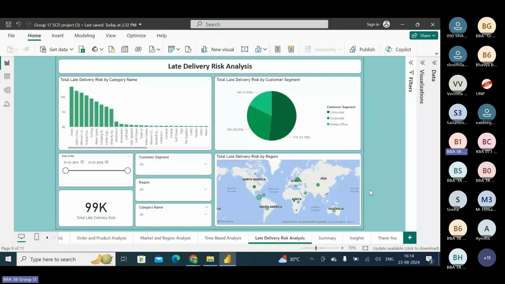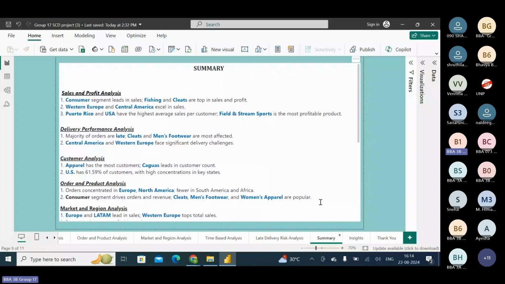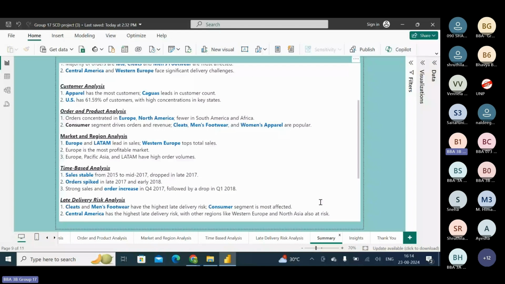So here is a quick summary. The analysis reveals that the consumer segment drives the highest sales, particularly in fishing, and leads with Western Europe and Central America as leading regions. Puerto Rico and the USA have the highest sales per customer, with field and stream sports products being most profitable. Delivery performance is problematic, especially for cleats and men's footwear, with regions like Central America facing significant delays. Europe and Latin America are top markets with stable sales until late 2017. However, delivery risk, especially from cleats and men's footwear, is high in regions like Central America and Western Europe.